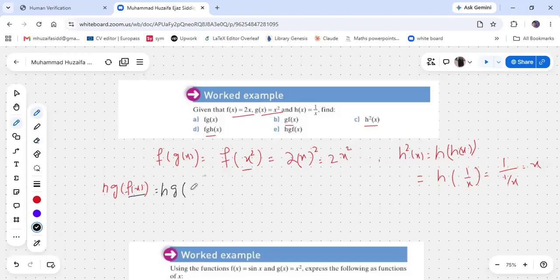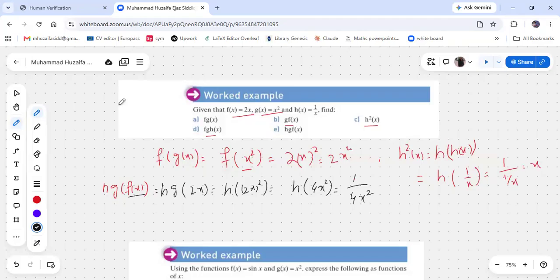So f of x is what? This is 2 of x. So we replace x with 2 of x. So h into this is the 2 of x square, which is basically h into 4 of x square. Look at here, 4 of x square is replaced into the 1 over x. So this is 1 over 4 of x square.